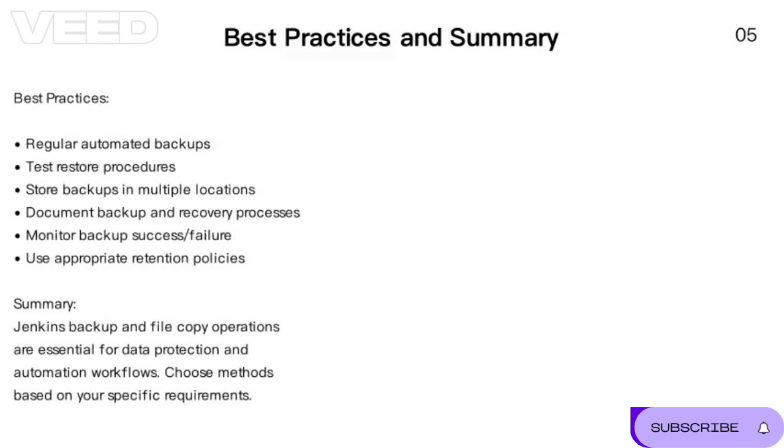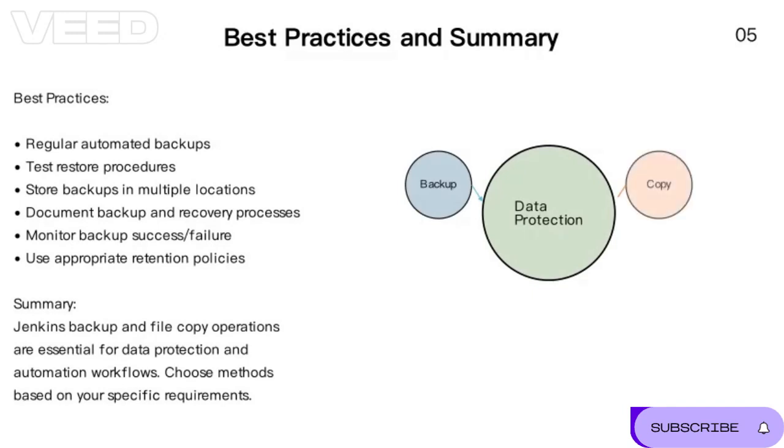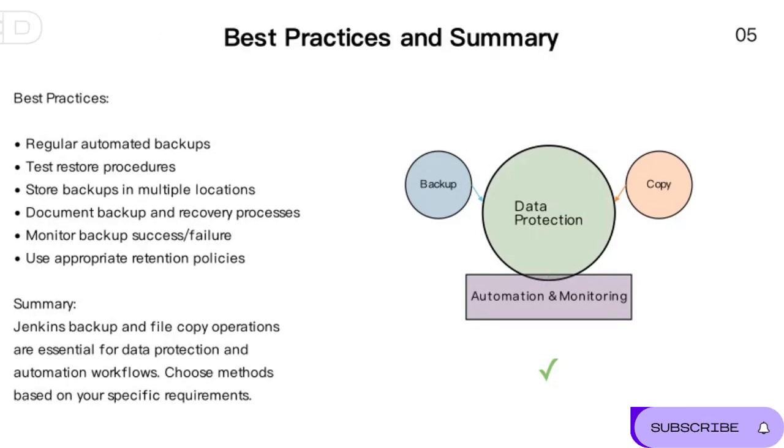To conclude, implementing effective Jenkins backup and file copy operations requires following best practices. Establish regular automated backups, test your restore procedures, and store backups in multiple locations for redundancy. Document your processes and monitor backup success to ensure reliability. Both instance backups and file copy operations are essential components of a robust Jenkins environment, providing data protection and enabling efficient automation workflows. Choose the methods that best fit your infrastructure and operational requirements.